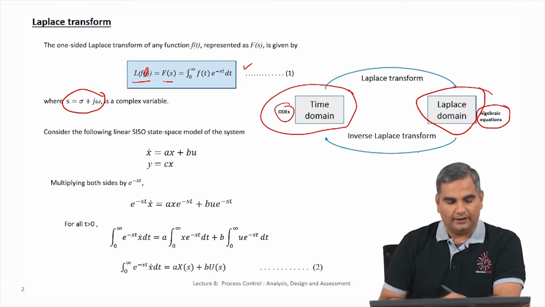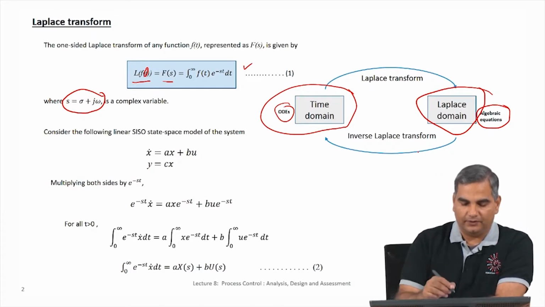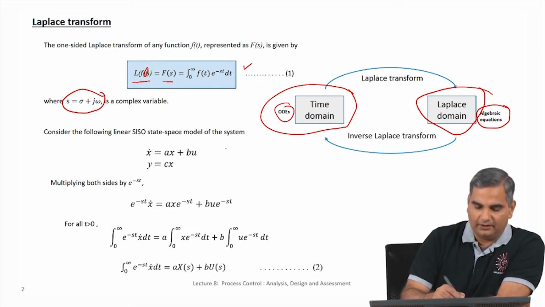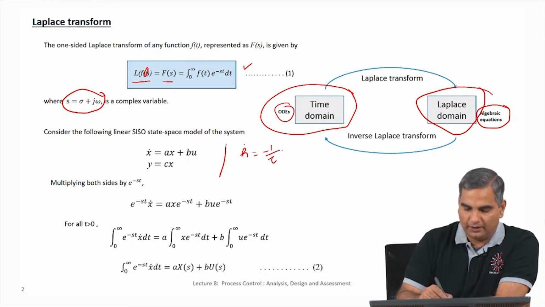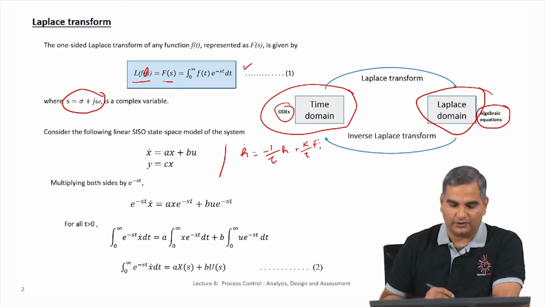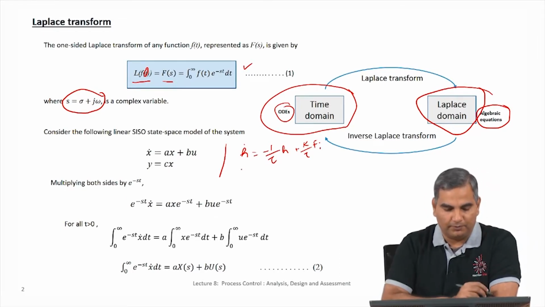So, let us go back and look at the state space model, which is x dot equal to ax plus bu, y equal to cx. Remember, if you were thinking about this for the tank example, the equivalent model was h dot equal to minus 1 by tau h plus k by tau Fi, right. This was a model equation that we saw, where minus 1 by tau will be a, k by tau will be b and so on.